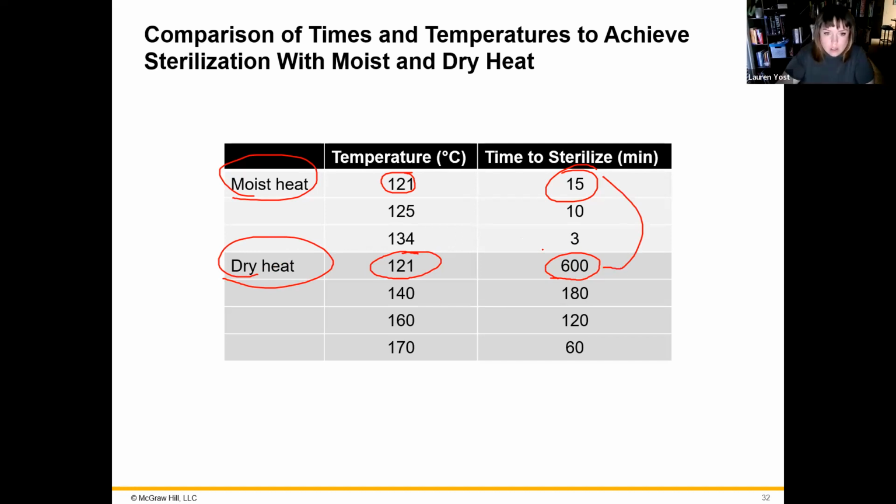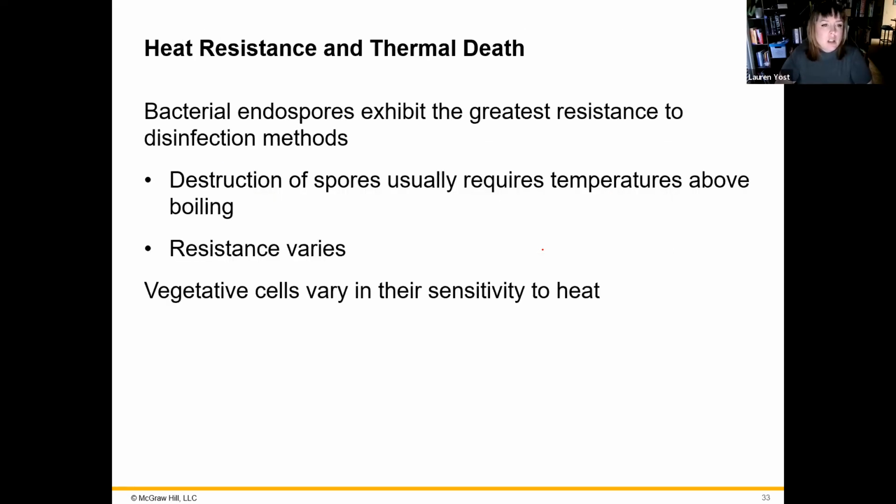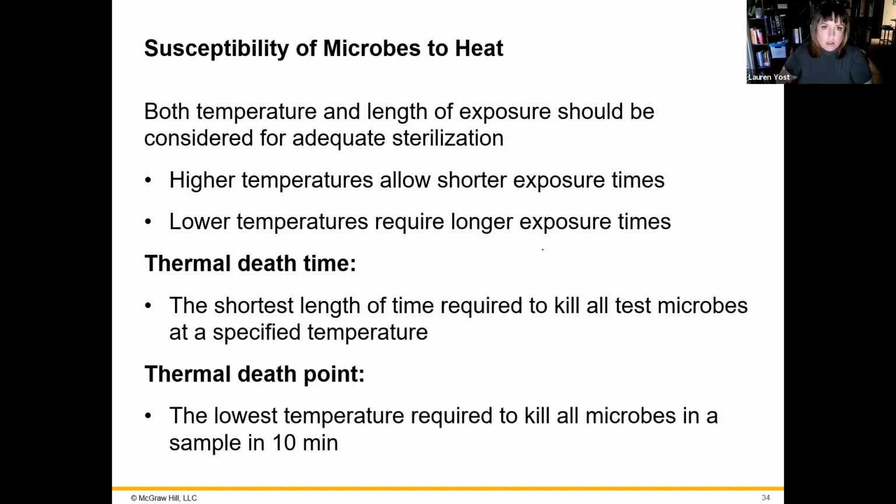So heat resistance: bacterial endospores have great resistance, of course, we talked about that. Destruction usually requires temperatures above boiling. These guys can survive being boiled, okay? Resistance of each endospore and each vegetative cell just depends on the organism, the cell. High temperatures allow for shorter exposure times, of course, and then lower temperatures require longer, no matter if we're talking about moist heat or dry heat. Thermal death time is a term that refers to the shortest length of time required to kill all microbes in the test at a specified temperature.